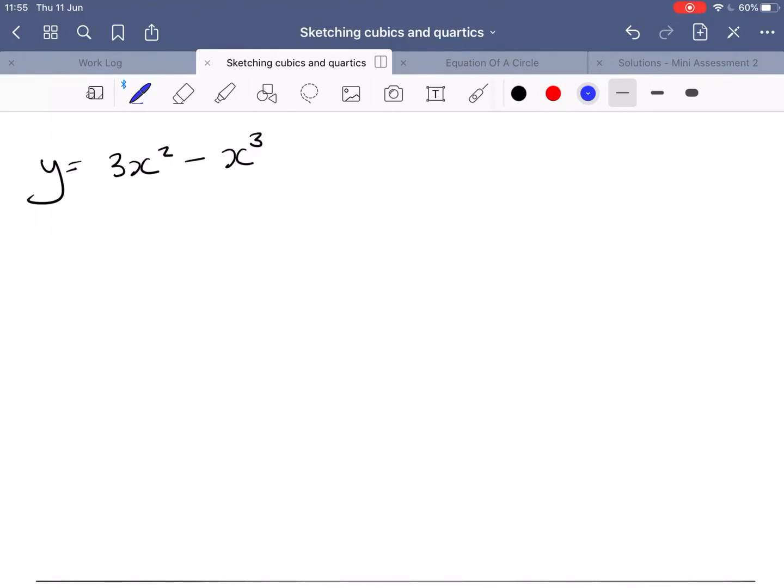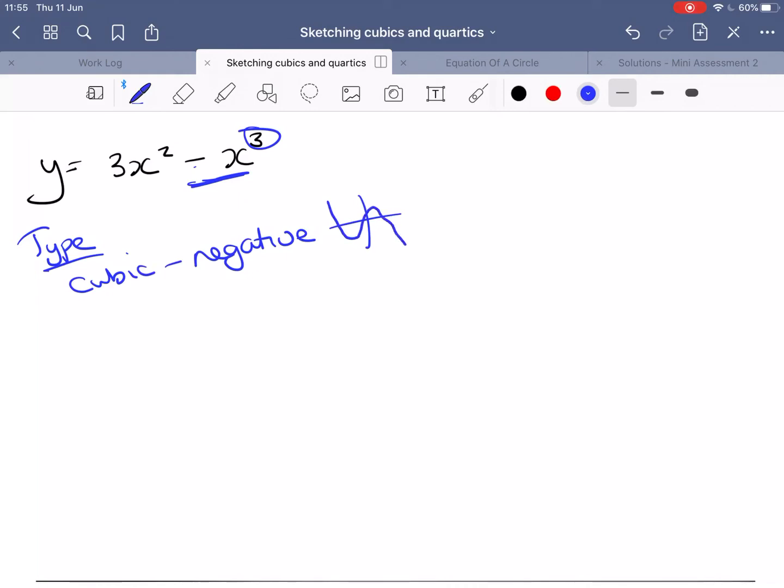So again, what's the type? Well, look at the highest power. It doesn't matter that it's written the other way round. You look for the highest power, and the highest power is 3. And the highest power is a minus, so it's a cubic, but it's negative. So again, do myself a little sketch. Negative cubics start high and finish low. And when I talk about that, I'm always going from left to right, because that's how we read and that's how we look at graphs.